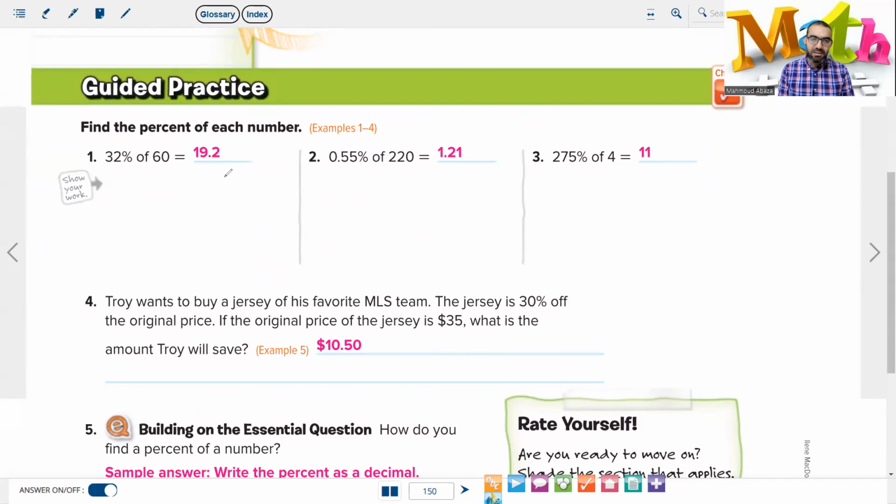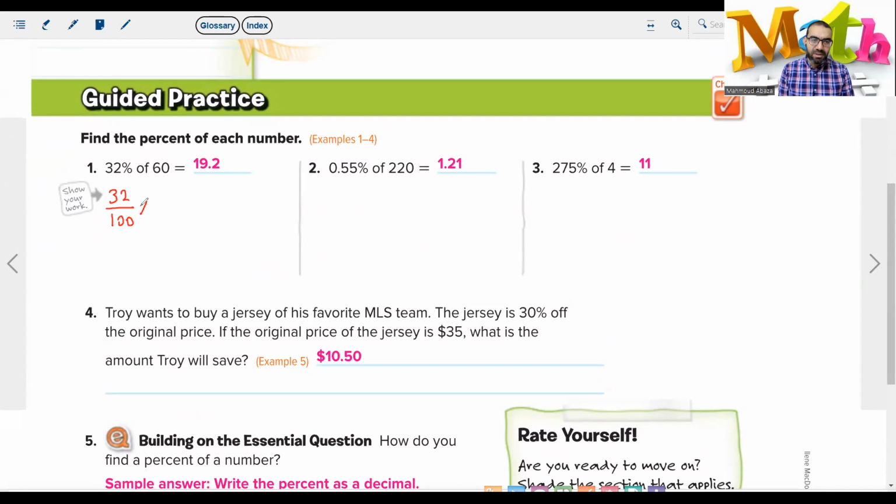And let's see how we can get this number. 32% of 60 is like 32 over 100 multiplied by 60 over 1. We can cancel 1 zero up with 1 zero down, and we can multiply 32 multiplied by 6, which will give you 192, divided by 10, which means decimal point after one digit, so it will be 19.2.